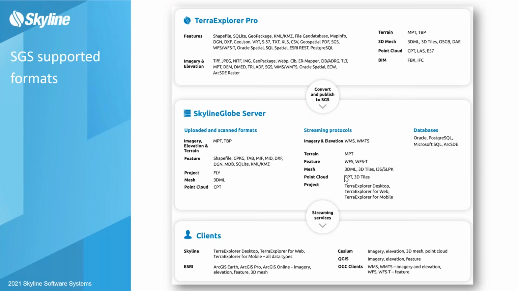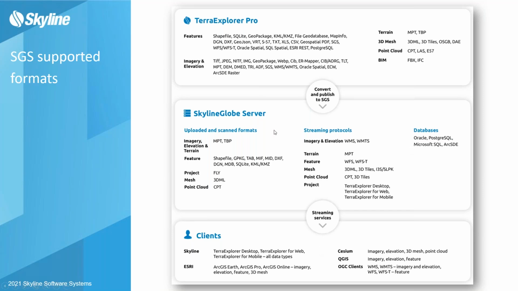In a similar way, Terra Explorer will read the internal CPT format, the optimized point cloud format, but that also can be shared into Cesium and Terra Explorer for web as 3D tiles. These would be 3D tiles of B3DM data, batch 3D model, and this would be PNTS for points data. And of course, there's the project that combines together all the layers and locations and presentations and so on. And this is sent out to the different clients as desktop projects, web, and mobile projects. ScanGlobe server on the server side can also read data from different databases like Oracle, PostgreSQL, Microsoft SQL, ArcSDE, etc.